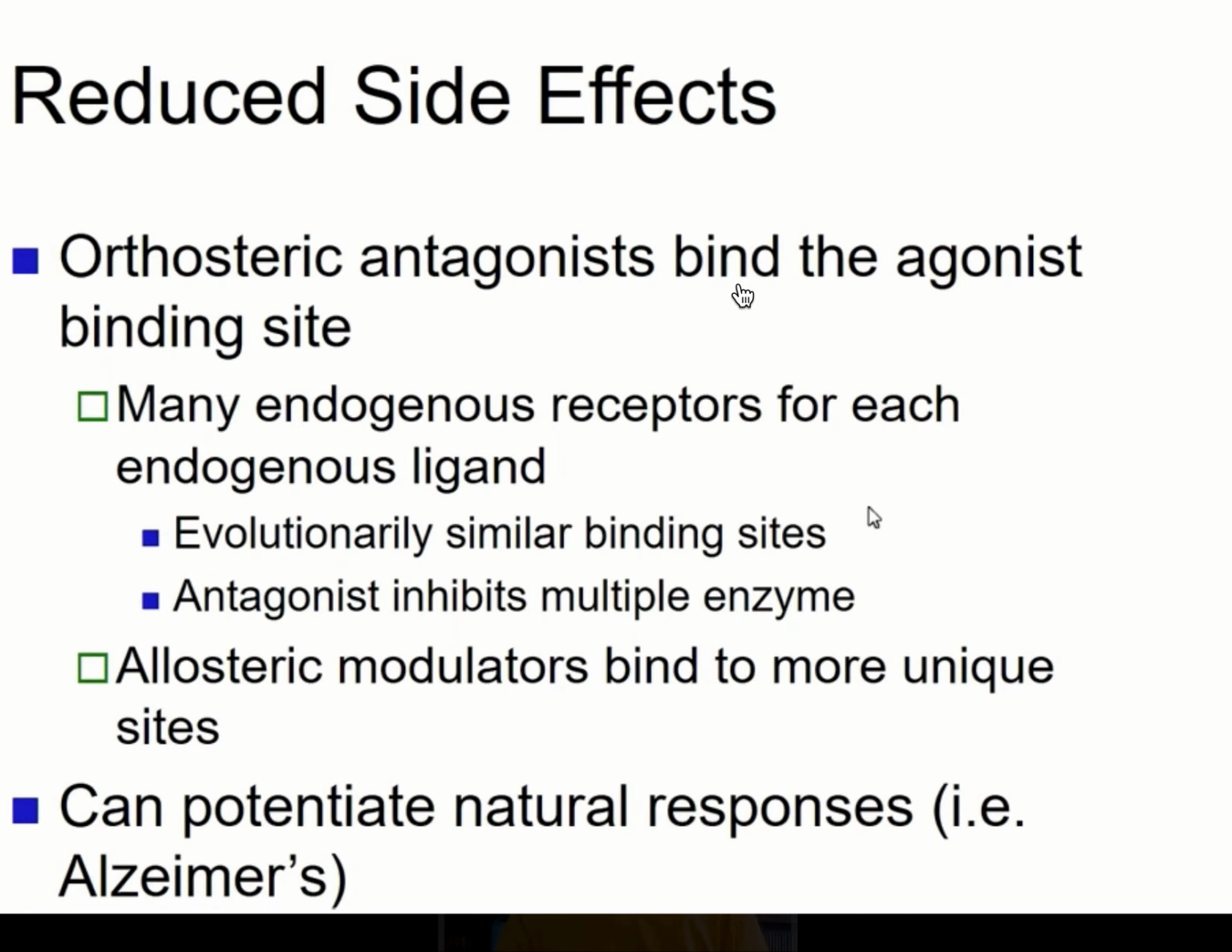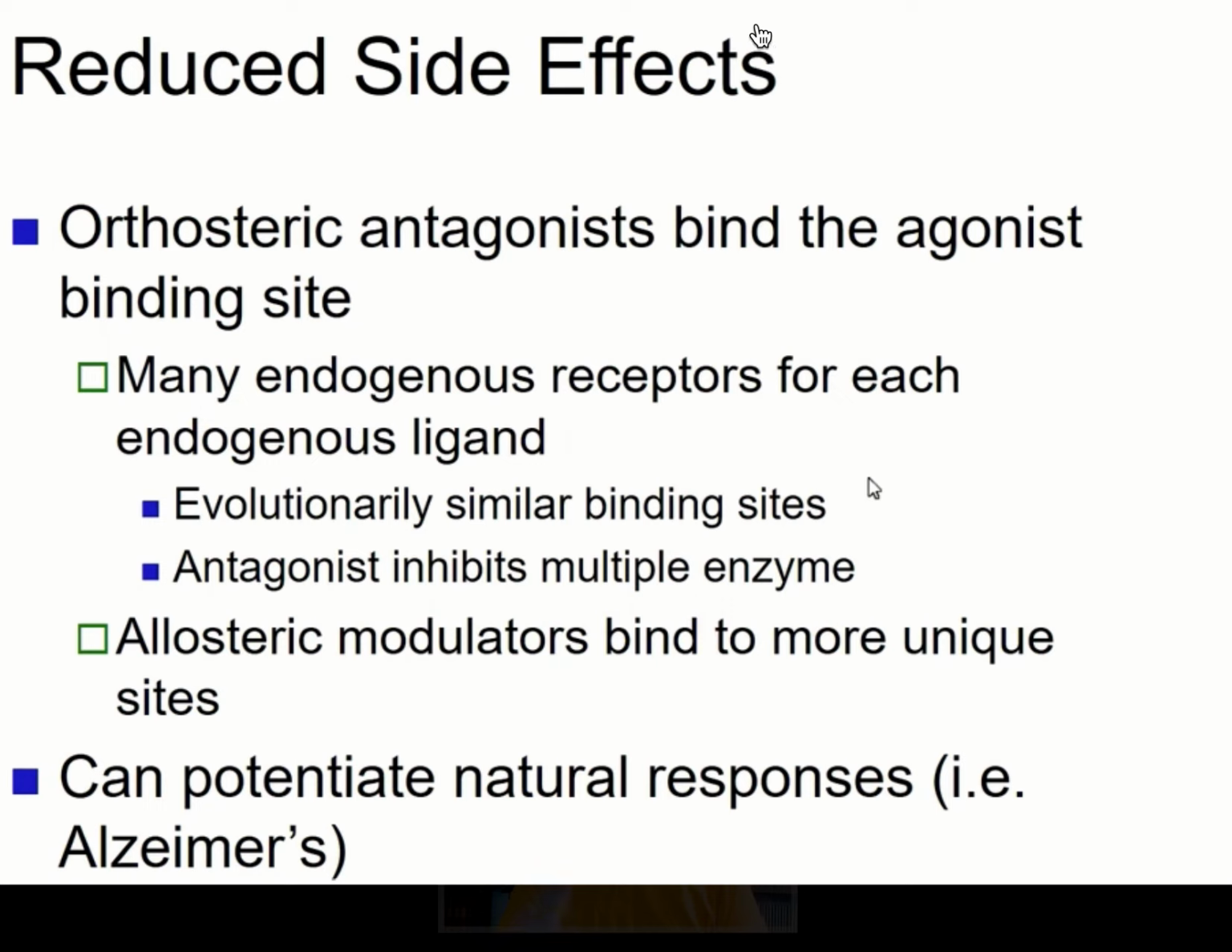One big advantage, among others, we'll see other advantages, is that allosteric antagonists tend to have fewer side effects than orthosteric antagonists. Remember that orthosteric antagonists bind to the agonist binding site. And our body only has so many agonists, right? And think of histamine. We have one histamine molecule, but we have multiple histamine receptors. If we create an orthosteric antagonist that binds to the histamine binding site, most likely that orthosteric antagonist is going to be an antagonist for all of the histamine receptors.